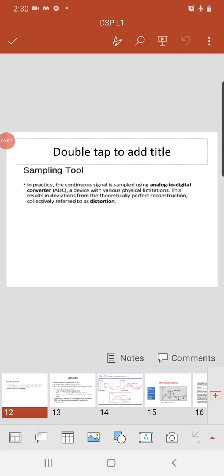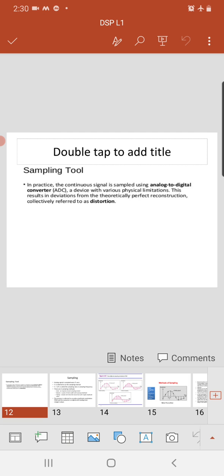Sampling tool. Here the continuous sampling tool means it is a tool which is used to convert the continuous signal, which is sampled using an analog to digital converter, and this device has various physical limitations. So the resulting deviations from the theoretically perfect reconstruction are collectively referred to as distortion. The ADC tool is used for conversion.